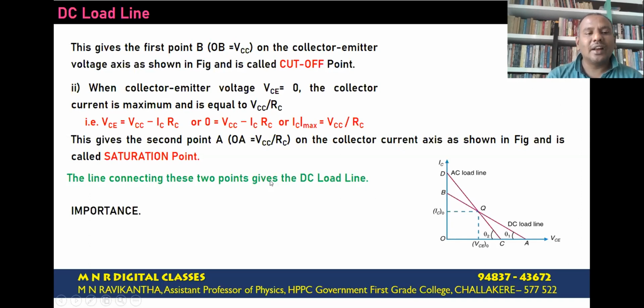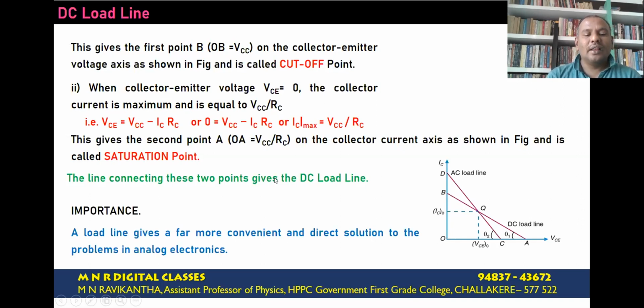Now, let us understand the importance of the load line. A load line gives a far more convenient and direct solution to the problems in analog electronics. By plotting the load line and output characteristic curve, we can easily come to know how the transistor is behaving, whether it is in the active region, cutoff region, or saturation region. All the information can be gathered at one glance by plotting the load line on the output characteristic curve.